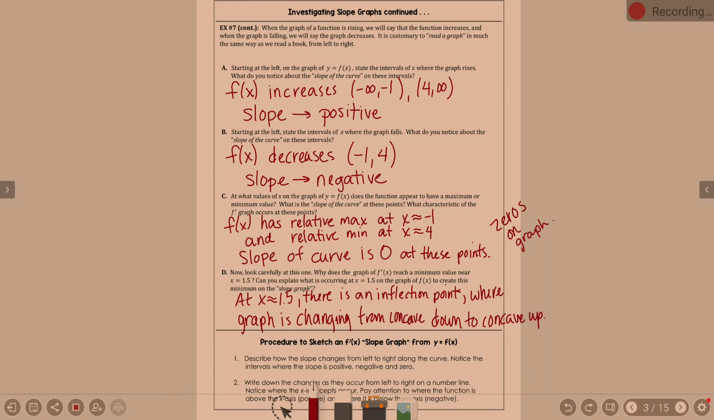Okay. Next page is what's going to take our time, getting the connections here. Because on the next page, we're going to sketch our own f prime slope graph from a given graph. Now, a couple of points of procedure here. Describe how the slope changes from left to right along the curve. Notice the intervals where the slope is positive, negative, or 0. Then we're going to write down the changes as they occur from left to right on a number line. Notice where the x-intercepts occur. Pay attention where the function is above the x-axis, or positive, and where it is below the x-axis, negative.